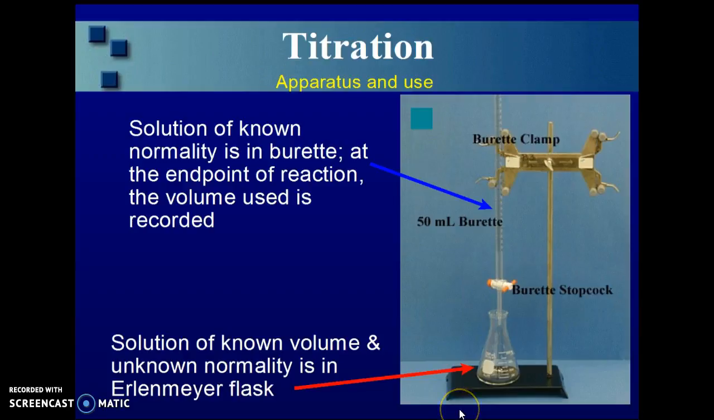This is a sample titration apparatus. A solution of known normality is in the burette, and at the end point of the reaction, or the equivalence point we should say, the volume used is recorded. Here in the Erlenmeyer flask you have a solution of known volume but unknown normality or molarity, and that's what you're going to titrate into.